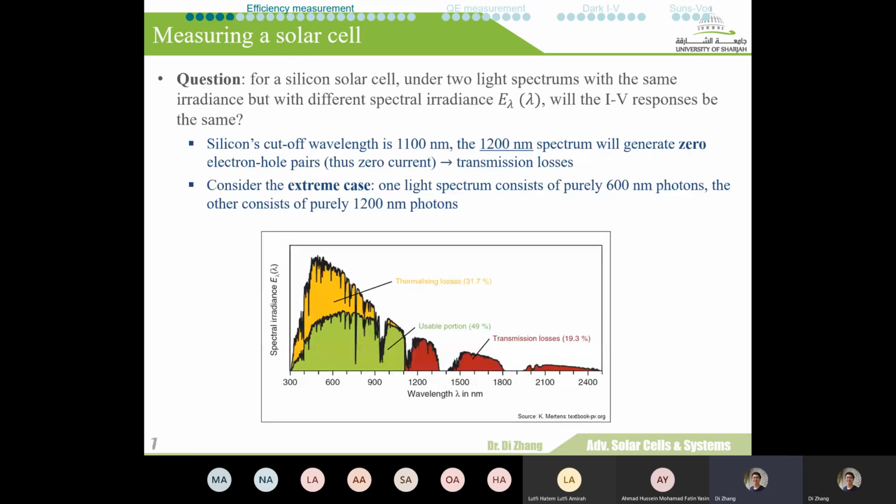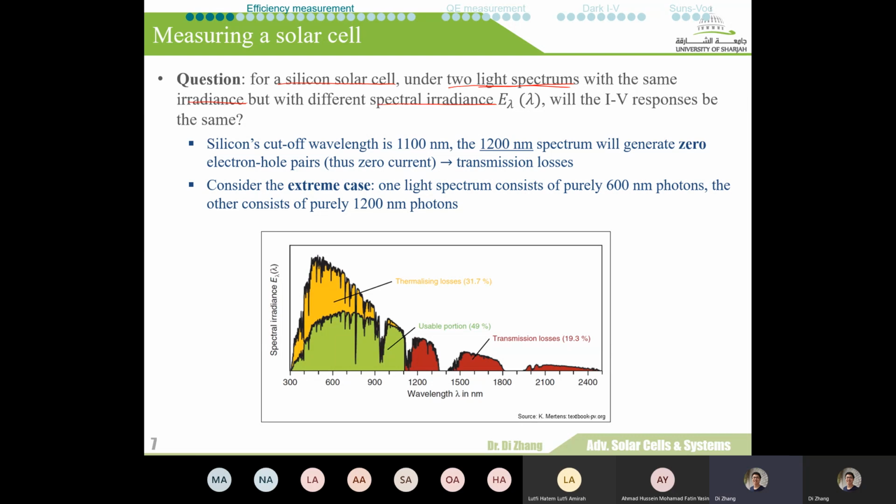So let's consider a question here. If we have a silicon solar cell, and we expose the silicon solar cell to two different light sources, and somehow the two light sources have the same irradiance, but the spectral irradiance, the shape of the spectrum, is different. The question is, will the IV response you get from the same solar cell still be the same, or will they be different? Will they give you the same output if you have two spectra with the same irradiance but different shape? I'm sure you can already guess the answer.